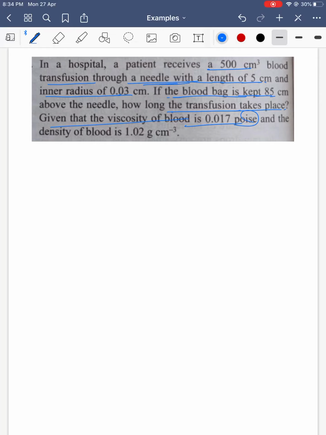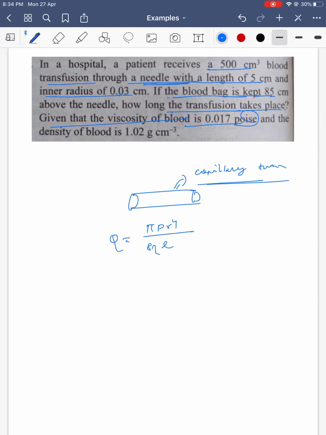When you see a needle, you should assume it has a very small diameter. It is assumed to be like a capillary tube. In a capillary tube, volumetric flow rate Q is equal to pi p r power 4 by 8 nu L. This can also be written as volume by time. Here the volume is given as 500.